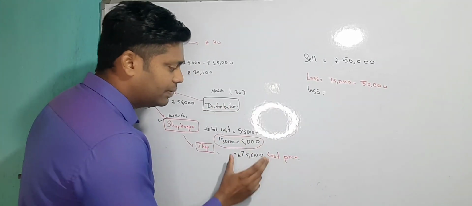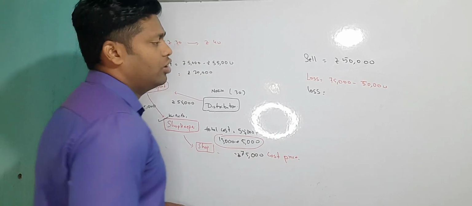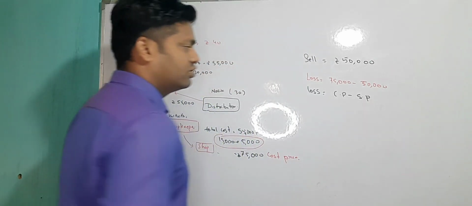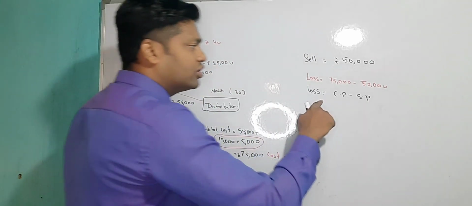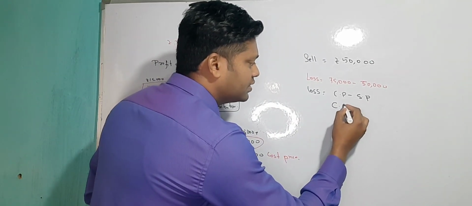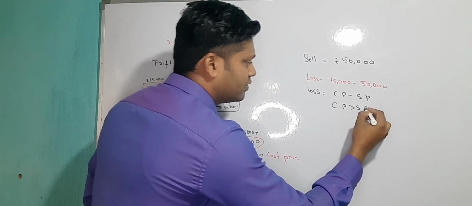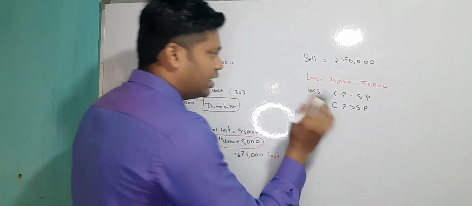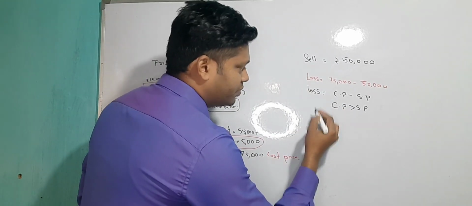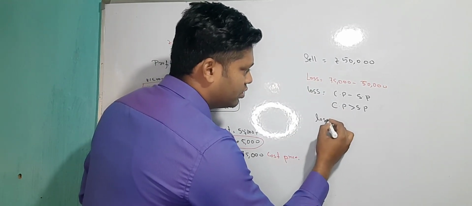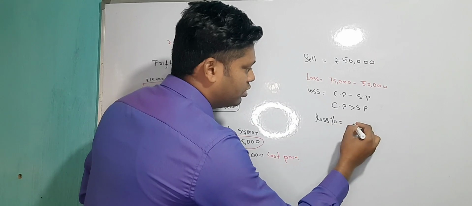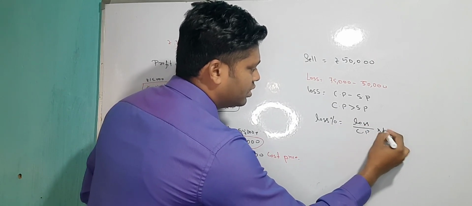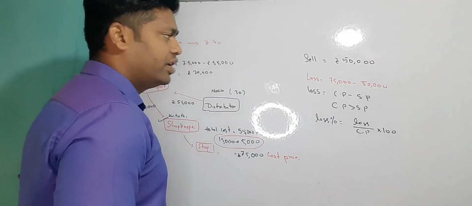So the bigger value will always be the cost price in case of loss. So we can write cost price minus selling price. This is the formula. A loss happens when cost price is greater than selling price. Clear? Okay. Now you have to find out the loss percentage. So loss percentage is equal to loss by cost price into 100. Clear?